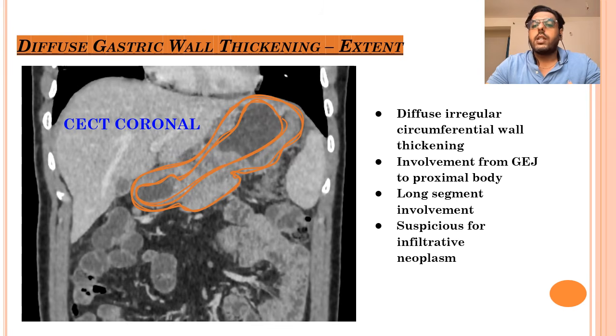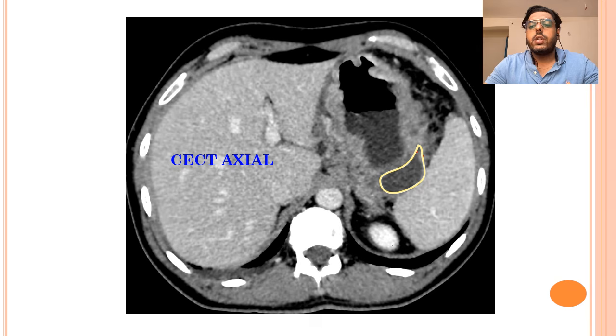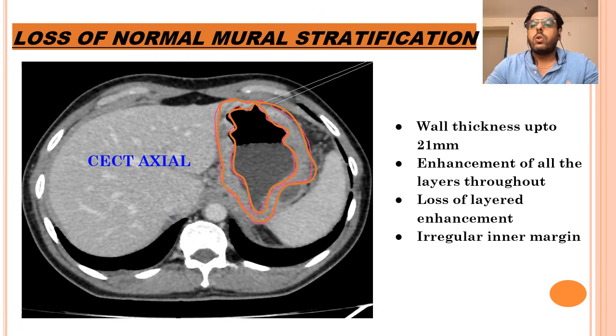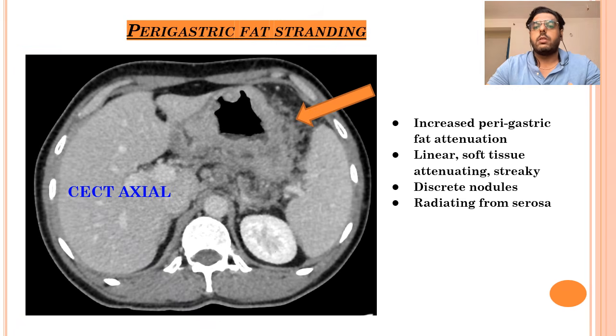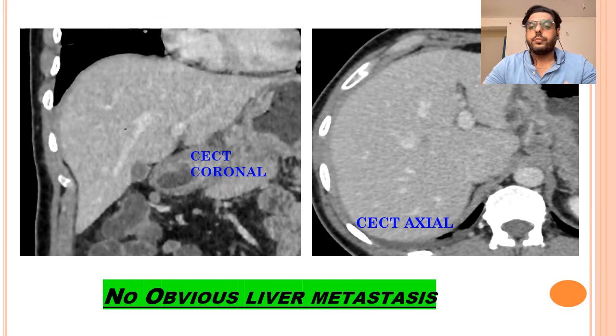Following IV contrast, the gastric wall demonstrated long segment, irregular asymmetric thickening, and mild homogeneous enhancement. The cystic lesion, however, remained well defined and lacked enhancing solid nodularity. There was loss of normal mural stratification, appreciable as enhancement of all the layers throughout, irregular inner margins, and the thickness of the wall measured up to 21 mm. The perigastric fat along the fundus and proximal greater curvature showed significant stranding with linear soft tissue streaks and tiny discrete nodules. These were seen radiating from the serosa.